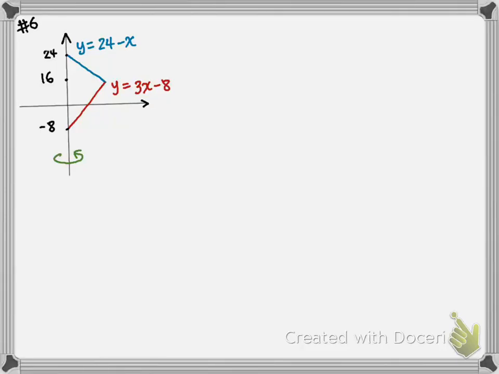Example number 6, the DISC method. Find the volume of the solid obtained by rotating the region enclosed by the graph of y equals 24 minus x, which is the blue line, y equals 3x minus 8, which is the red line, and y equals 0, which is the y-axis, and we rotate it about the y-axis.